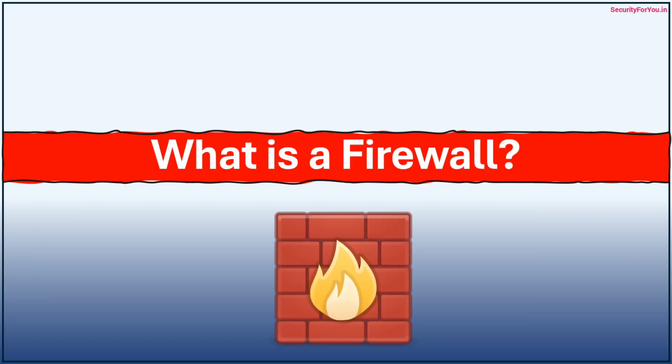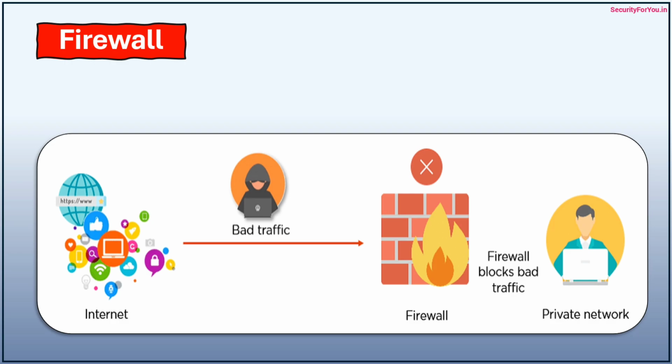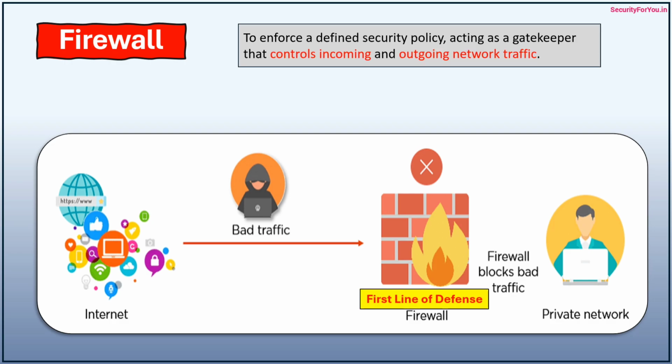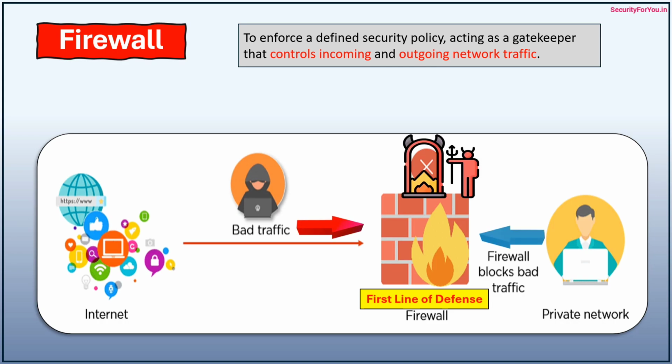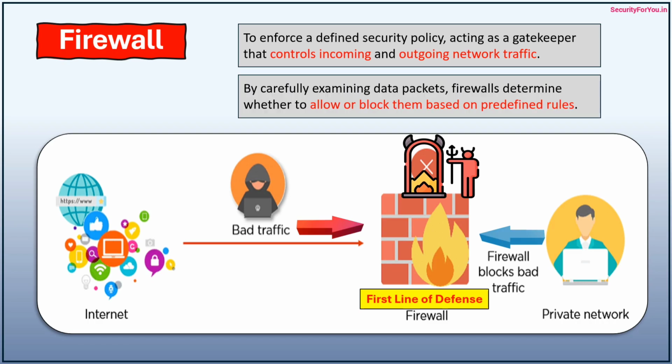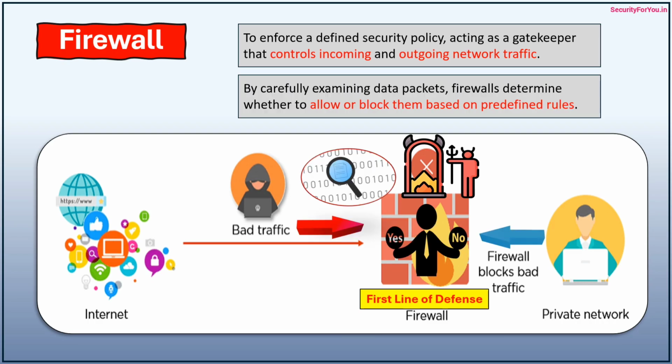As we all know, firewalls serve as the first line of defense in network security. Their primary purpose is to enforce a defined security policy, acting as a gatekeeper that controls incoming and outgoing network traffic. By carefully examining data packets, firewalls determine whether to allow or block them based on predefined rules.